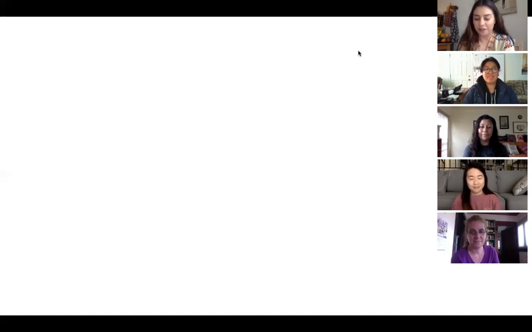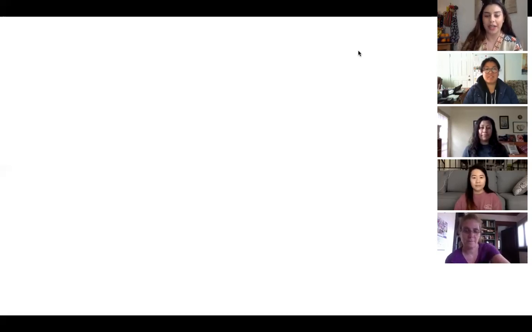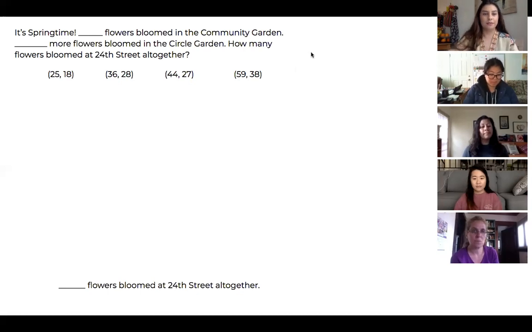Correct. So flowers are blooming, and blooming is another word for growing. So there are some flowers that are blooming in the community garden, and there are some flowers that are blooming in the circle garden. We don't know how many flowers yet, but we're going to choose right now what our number set is going to be. So that was our first read. Now our second read is going to be with our new numbers, with our number set. So let me show us what the number is.